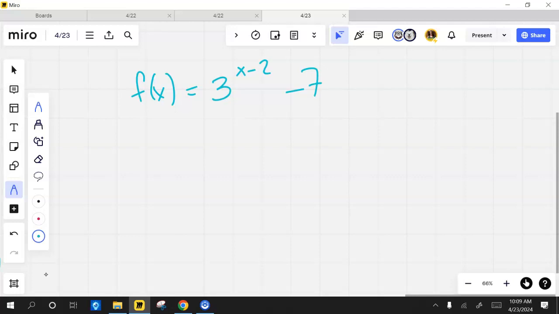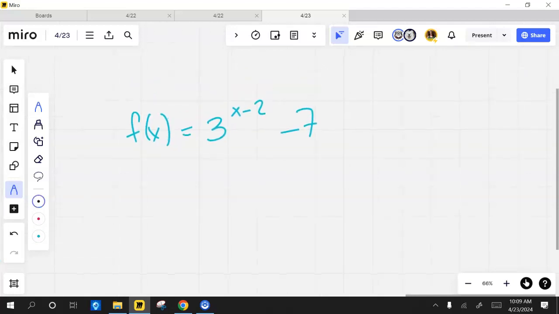Armando, growth or decay? Growth. Somebody tell me, what's A? There's no A, which means A is what? 1. What is B? And then, of course, my h, k.